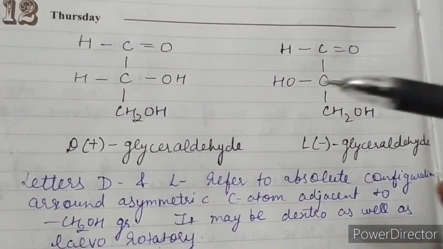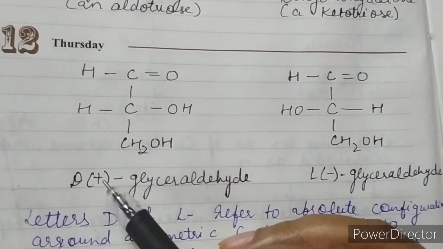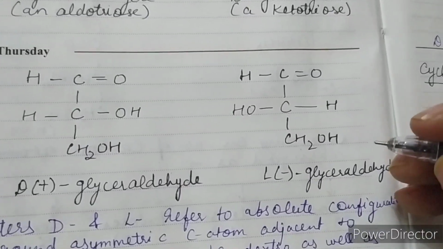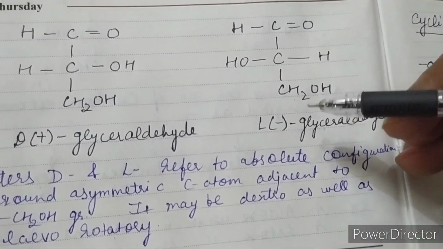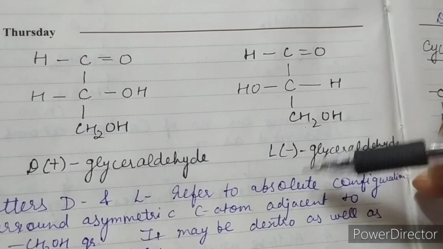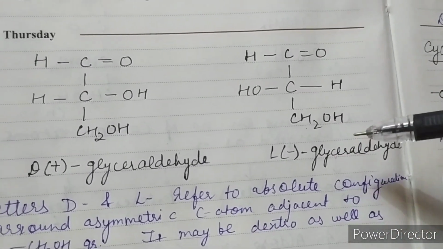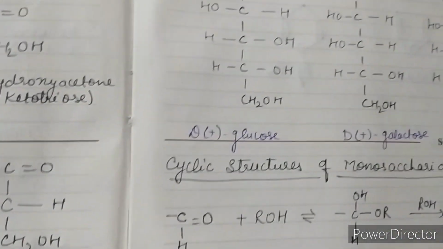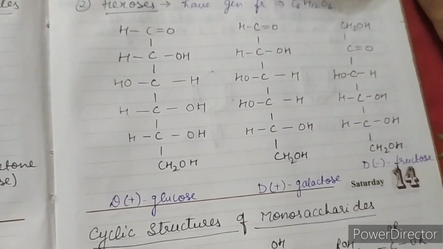If the compound is dextrorotatory then we will put a plus sign, and if the compound is levorotatory we will put the minus sign. Along with the D and L form, we will put plus and minus signs in the compound.